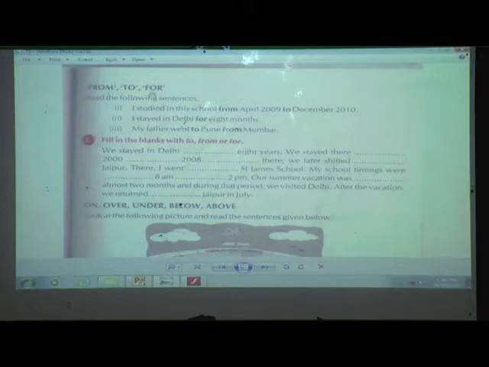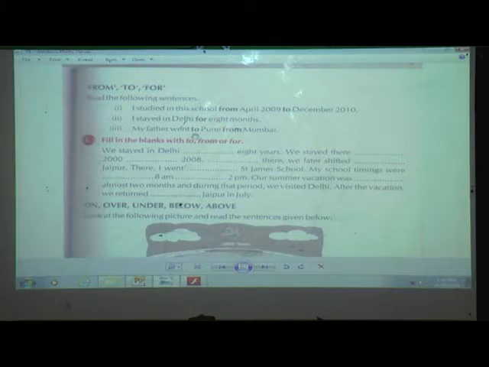Now in the third example, see: my father went. Where did he go? To Pune. From where? From Mumbai. So which prepositions have they used? To and from. In this way, in the three examples, we can see how they have used from, to, and for. Now in exercise E, what is there? You have to fill in the blanks with to, from, or for. When you read the passage, you will come to know where we have to use the correct preposition.